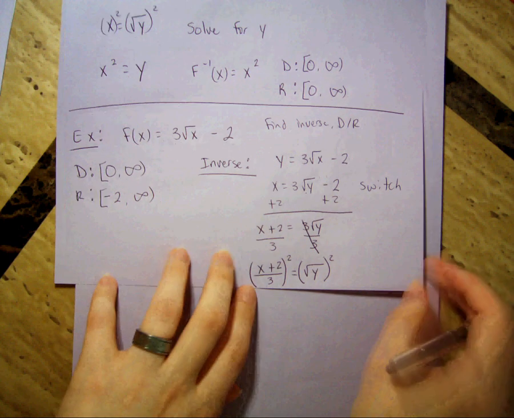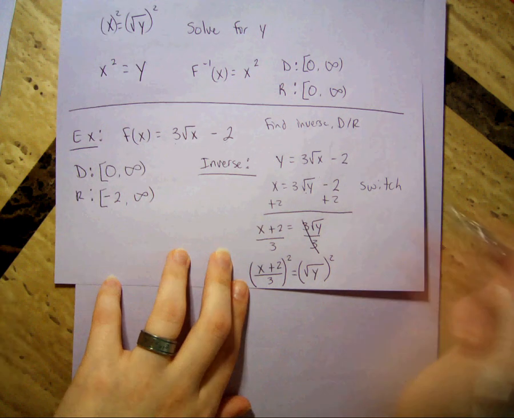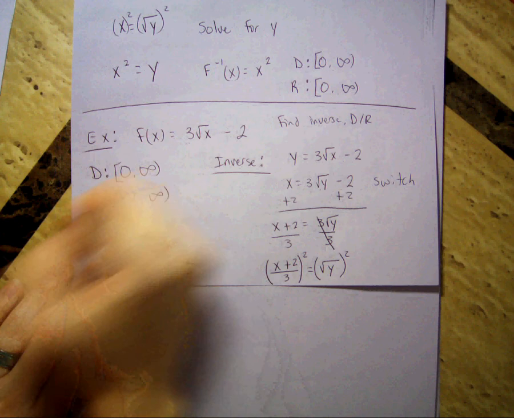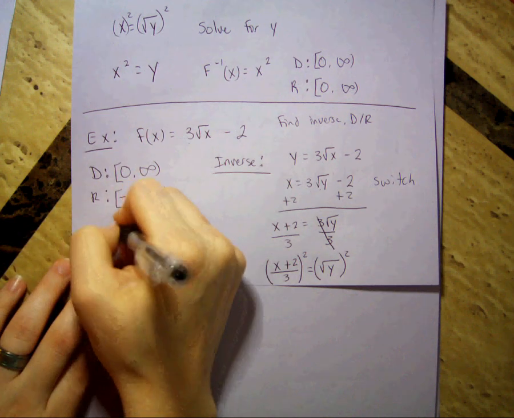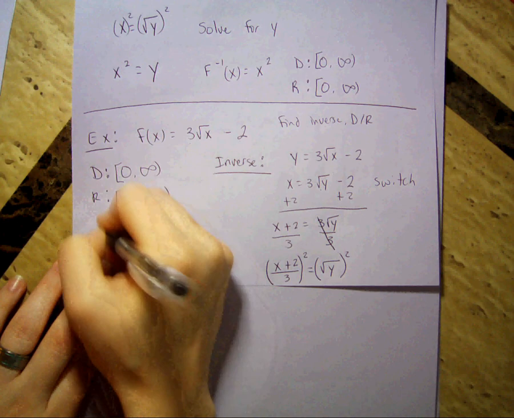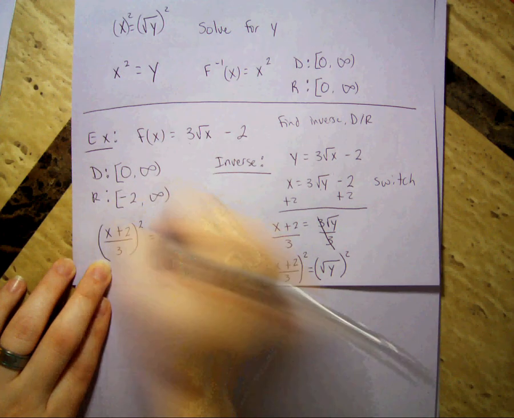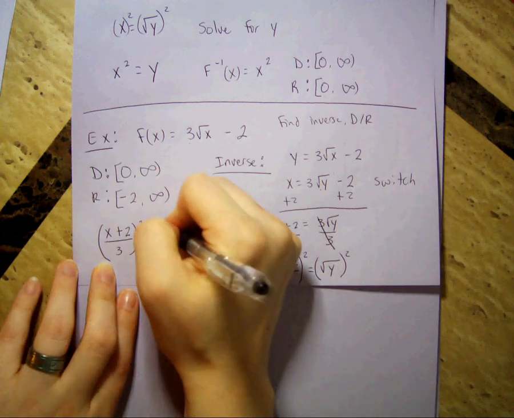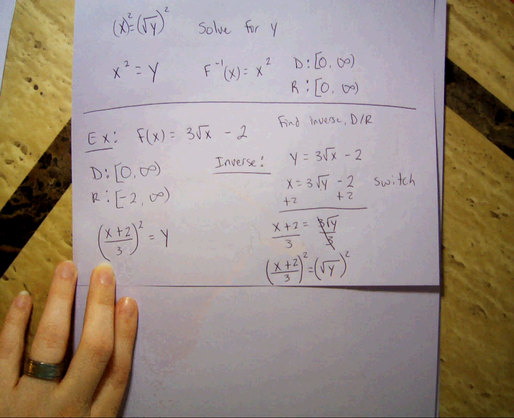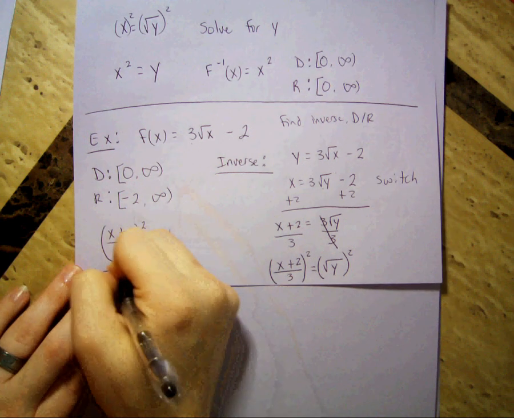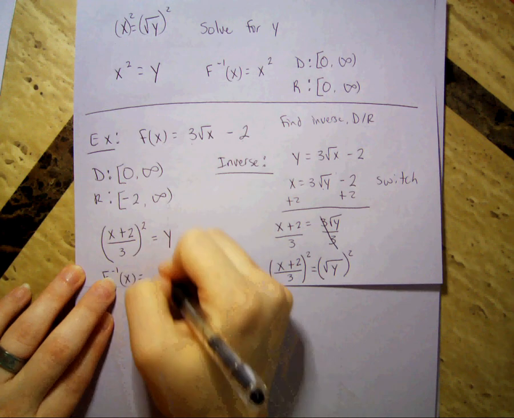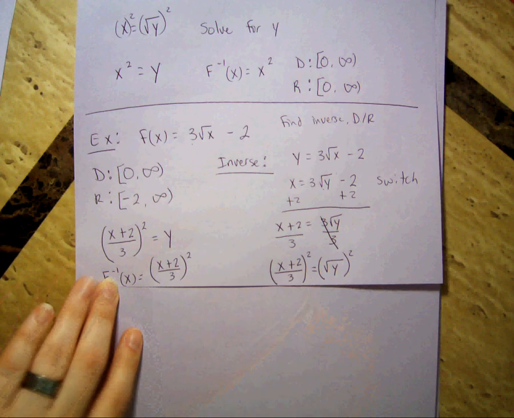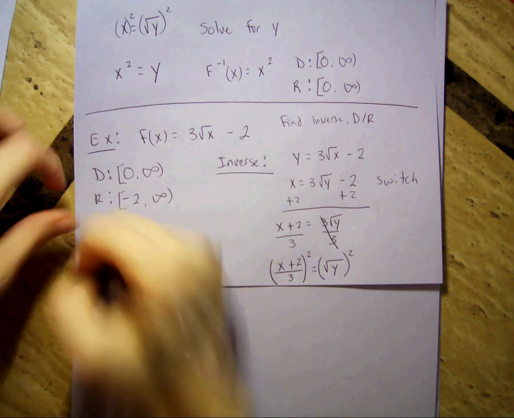So I have x plus 2 over 3, squared, equals, remember the square root and the square cancel out, and so I end up with just y. Once I've solved for y, this is my inverse, and so I know then that f inverse of x equals x plus 2 over 3, and don't forget your parentheses, that whole thing squared. So there is my inverse.